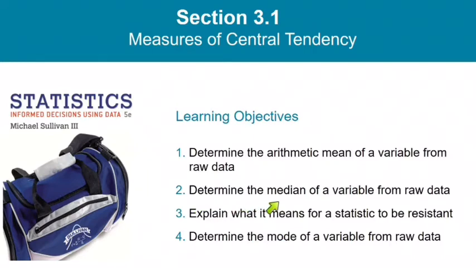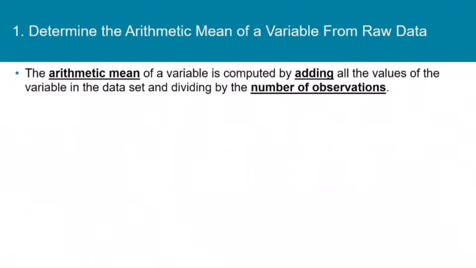We'll also learn how to determine the median of a variable from raw data, and we'll explain what it means for a statistic to be resistant, and we'll talk about how to find the mode of a variable from raw data. So here we go. First off, we have the arithmetic mean.